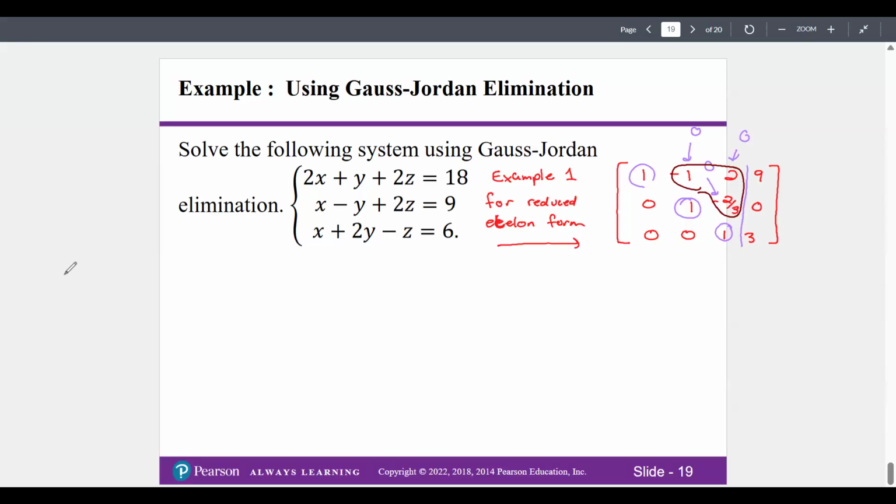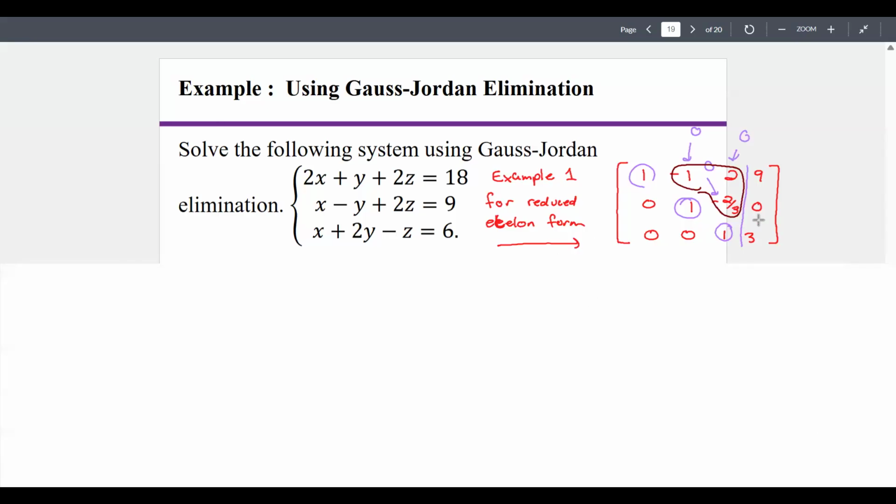Okay, so how are we going to do that? Well, what we need to do is get ourselves set back up. We did a majority of the work just to get here already. We're just finishing this out. So we are starting with, like I said, after our first example of this, we had 1, -1, 2, 9, 0, 1, -2/3, 0, 0, 0, 1, 3.